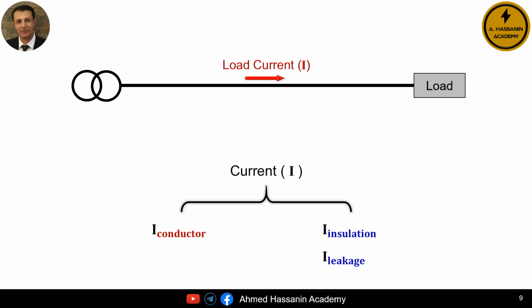But it is very important to know that we have two types of current. The first type is the current that flows through the wires or conductors, which is the conductor current. The second type of current is the current that flows through the insulating material, which is the insulation current, also called the leakage current. Accordingly, we can say that the electrical current is of two types: the current flowing in the conductors and the leakage current flowing through the insulating material.